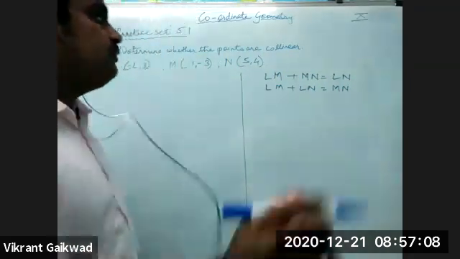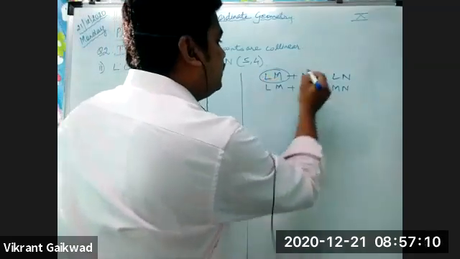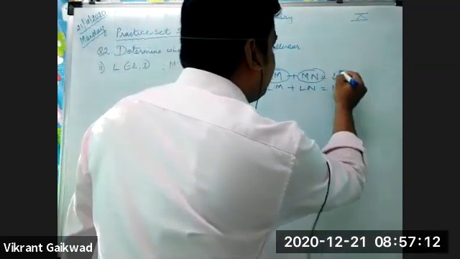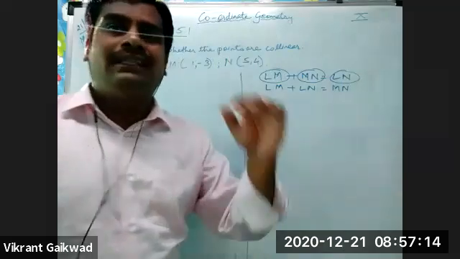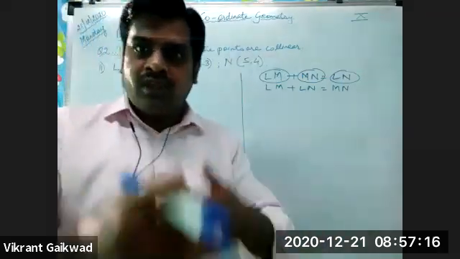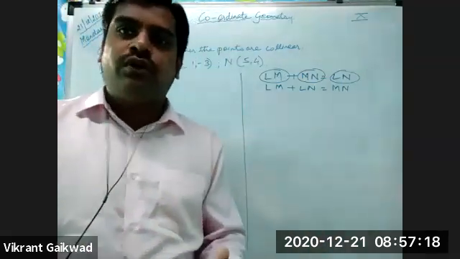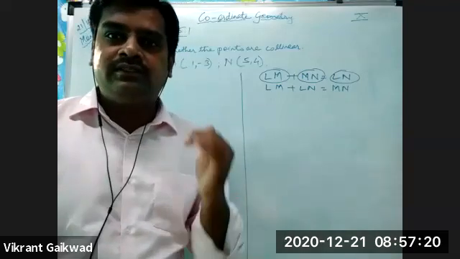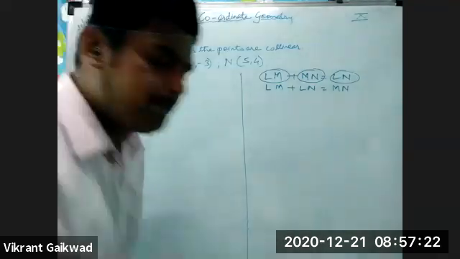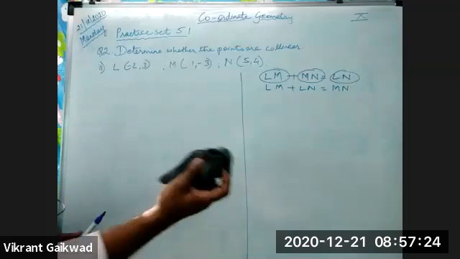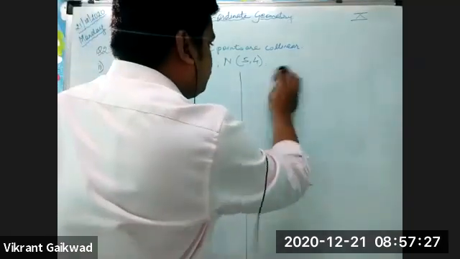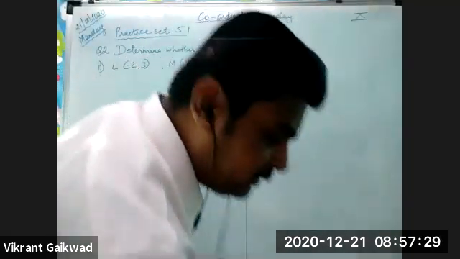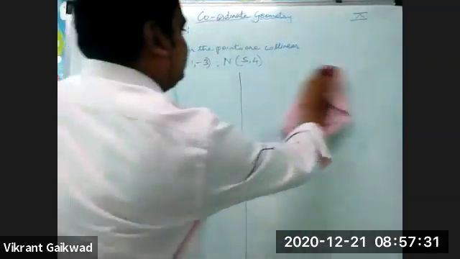Is this clear? Means you have to find the value of LM, you have to find the value of MN, you have to find the value of LN, and then we'll decide which two lengths you are going to add to get the third length. Is this clear? So now let's begin. Here what we are going to do is, we are going to find all the three lengths.